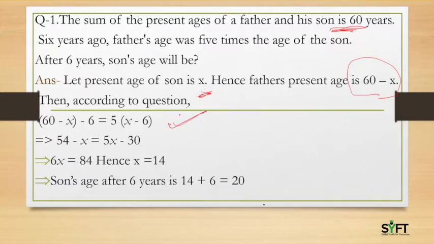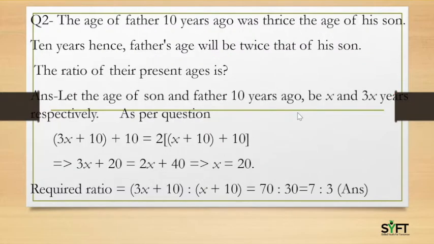So we have to simplify this. So, 54 minus x is equal to 5x minus 30. This implies 6x is equal to 84. So x is equal to 14. The son's age after 6 years will be 14 plus 6, which is 20, because the question asks: after 6 years, the son's age will be how much? That is 20.